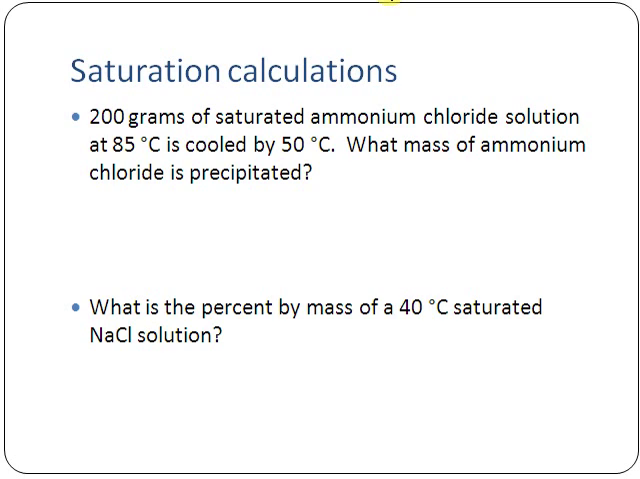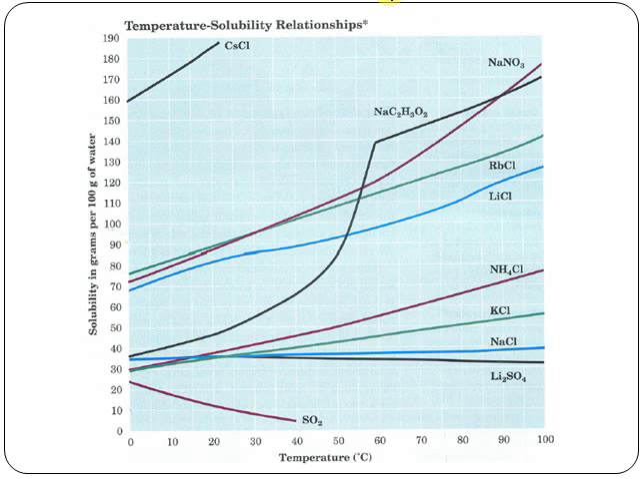And so we're looking at 85, we're looking at 50 for ammonium chloride. Let's take a look, 85 degrees and 50 degrees. We're talking about ammonium chloride, that's this guy right here. And so we follow this guy up to right there. That's our first one here. And following this over, we have 70. So at 85 degrees, we can fit 70 grams in 100.